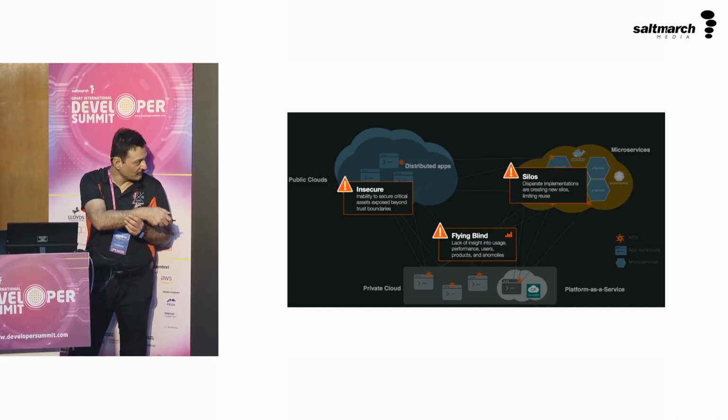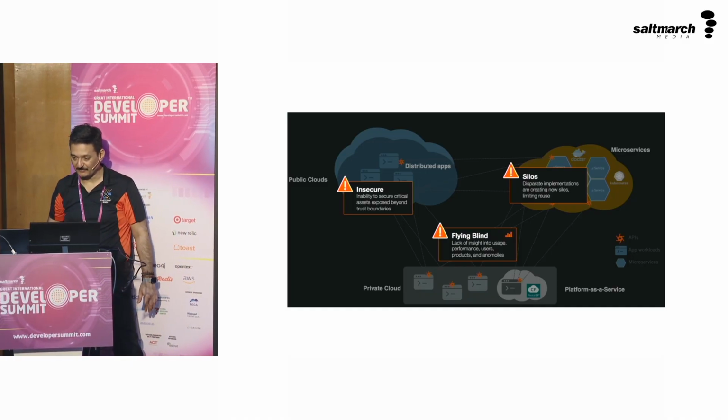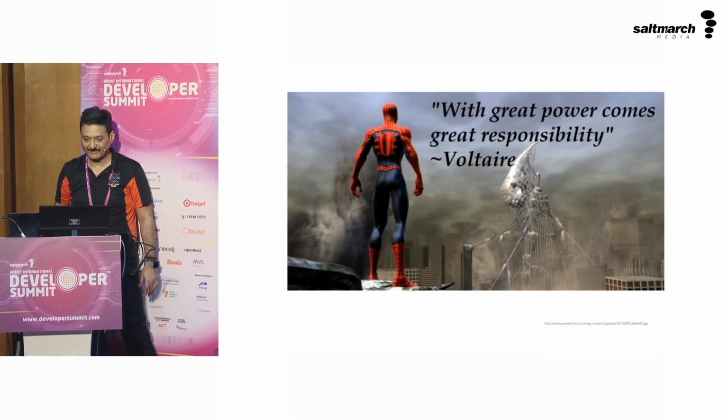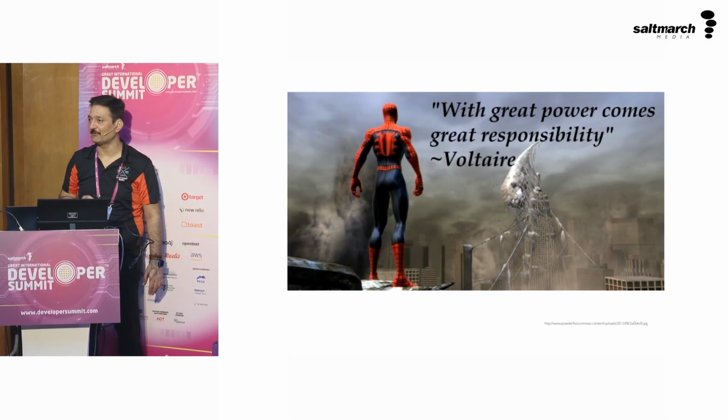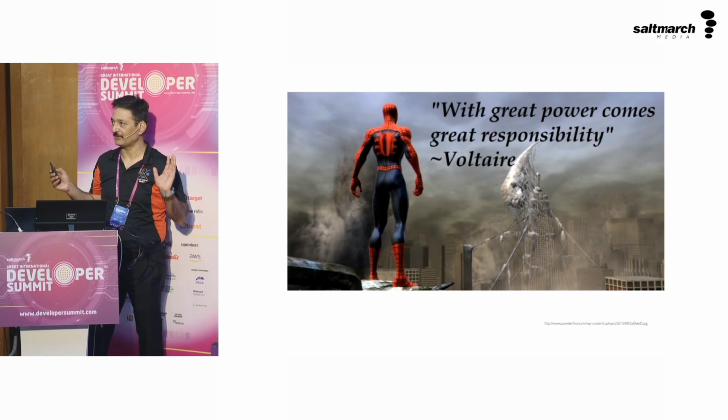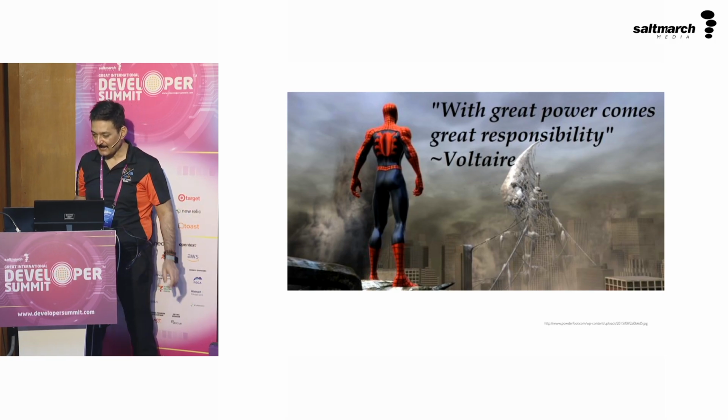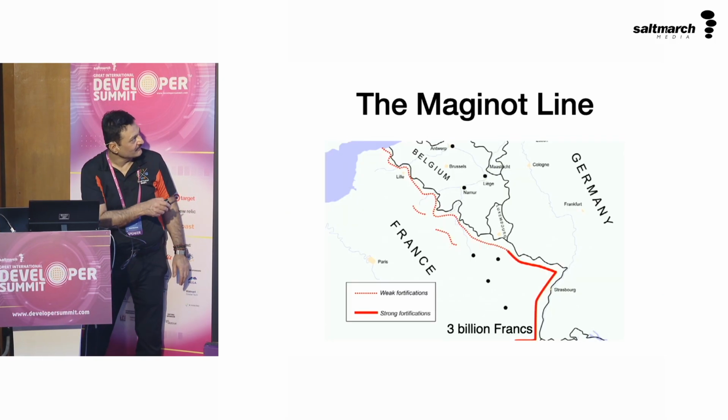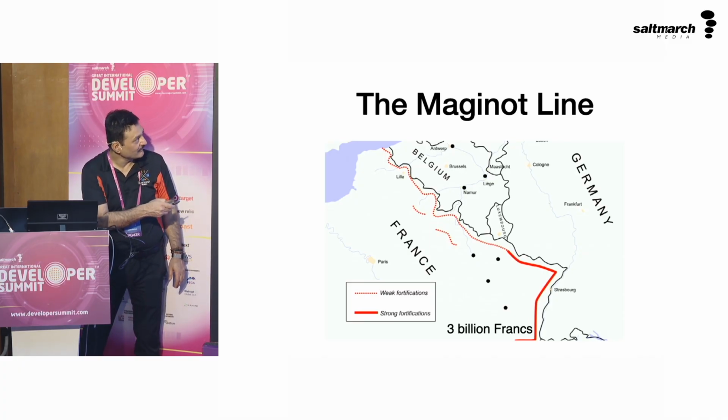Insecure boundary can also be a problem. So what does that mean? With great power comes great responsibility. We are all responsible. We are all here to understand how to protect ourselves from this Maginot Line. This is what we're going to spend time on.